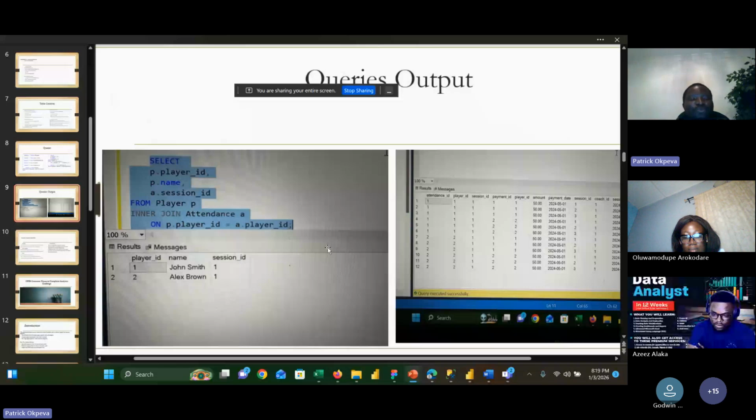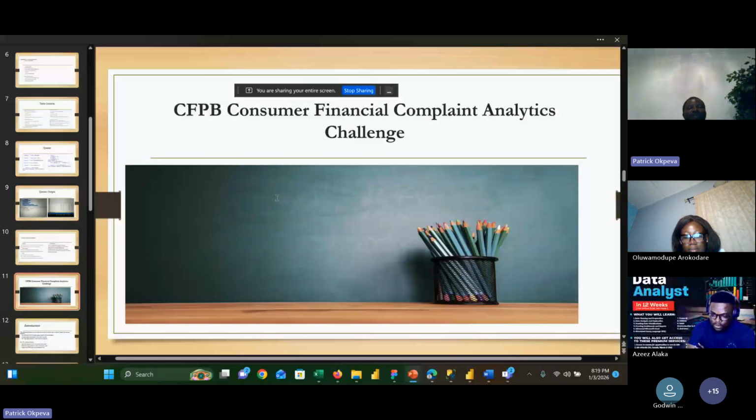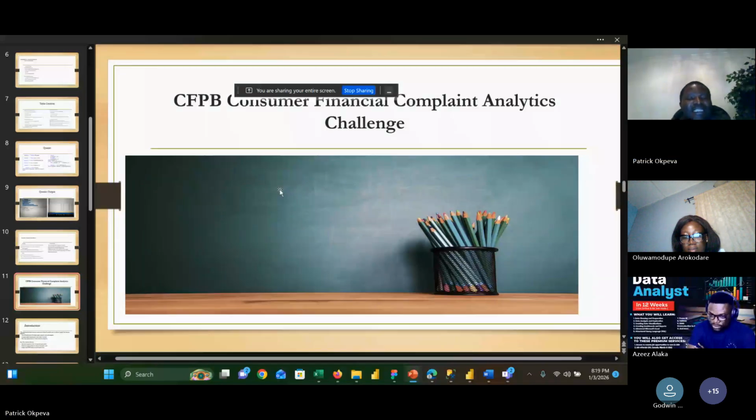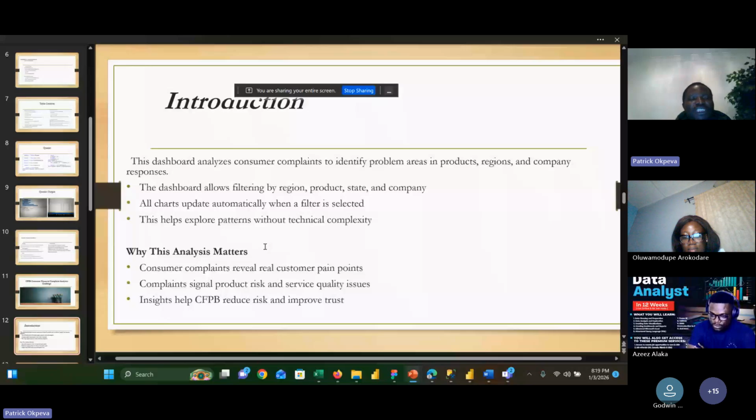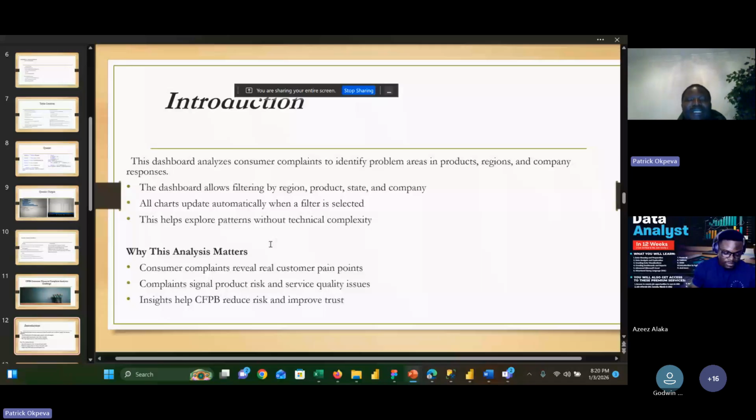And that takes me to section 2 of this project, which is the CFPB Consumer Financial Complaint Analysis Challenge. This is in Power BI, and the requirement is to create a dashboard. The dashboard analyzes consumer complaints to identify problem areas in products, region, and company responses. It allows filtering by region, product, state, and company. All charts update automatically when a filter is selected. This helps explore patterns without technical complexity.